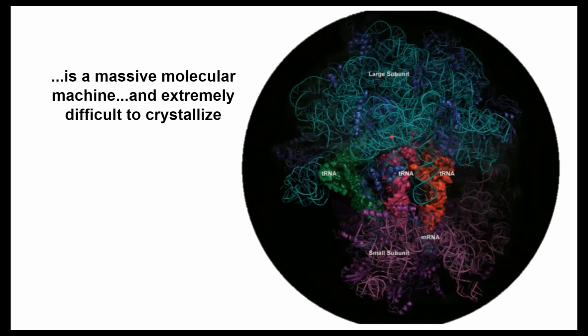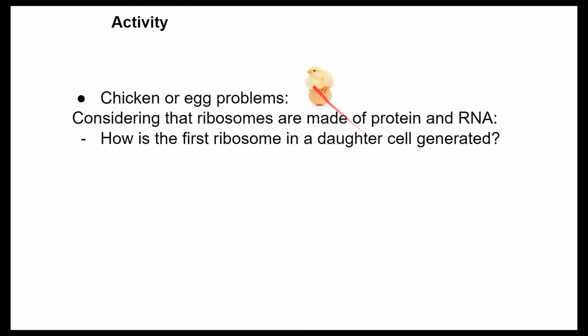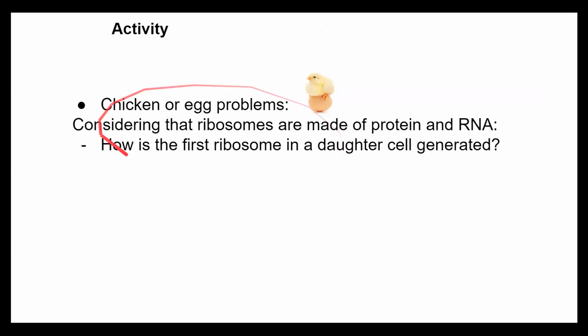And it is extremely difficult to crystallize. So it's a protein with some RNA, and even though it gives rise to all the other proteins, it was really hard to crystallize because of its intrinsic structure. It's a complicated mesh. So these are the chicken or egg problems.